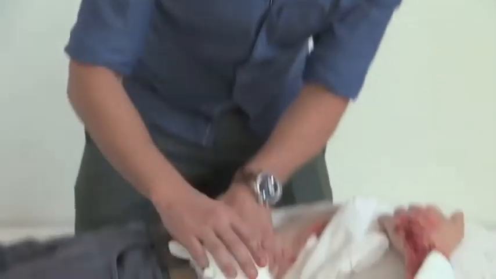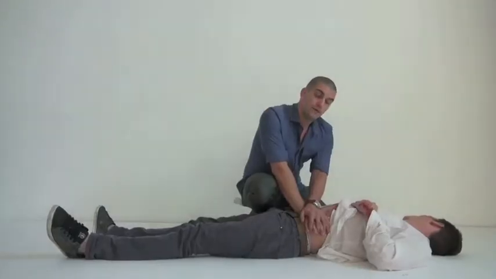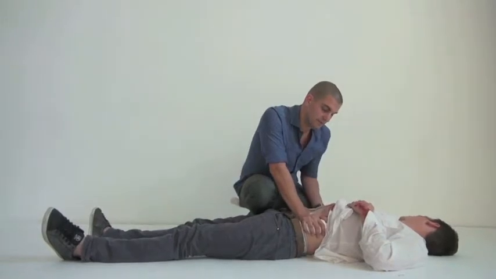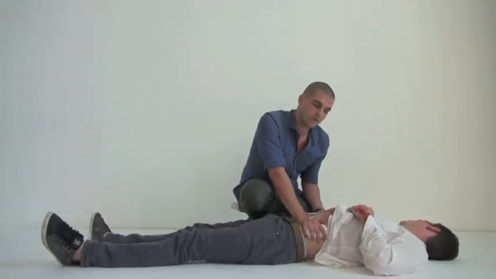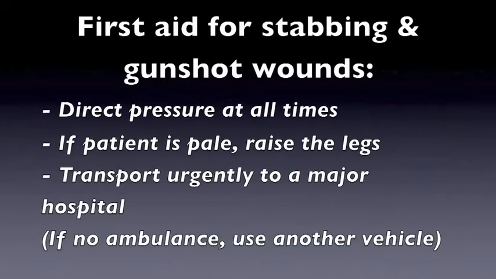If you notice that blood is seeping through the first dressing, don't remove it, as it may be forming a clot. Just simply apply another dressing directly on top. If you have to transport a gunshot victim in your own car to the hospital, make sure that you apply direct pressure on the wound at all times.